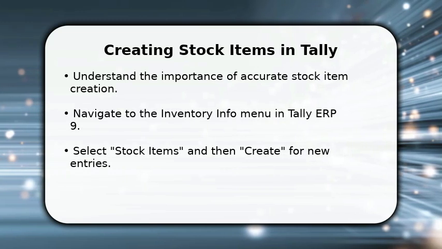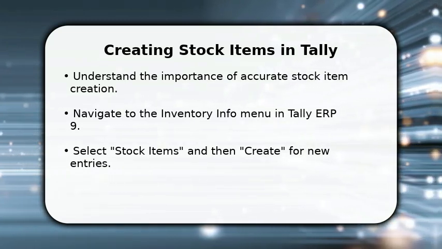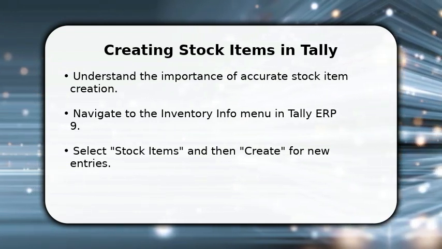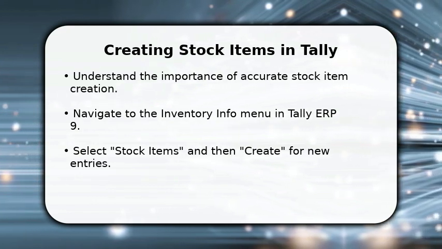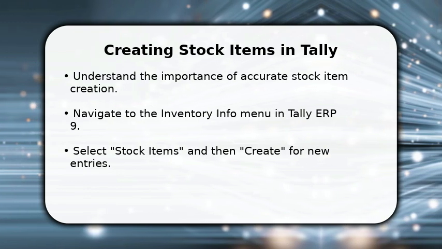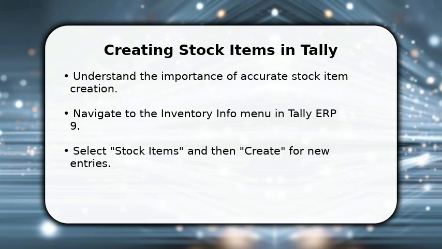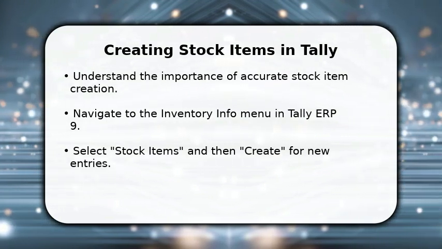In this video, I will explain how to create stock items in Tally ERP 9. To begin, from the gateway of Tally, navigate to the Inventory Info menu. Here, you will find the Stock Items option. Select Create to start defining your new inventory item. This initial step is crucial for setting up your product database accurately and efficiently within the system.